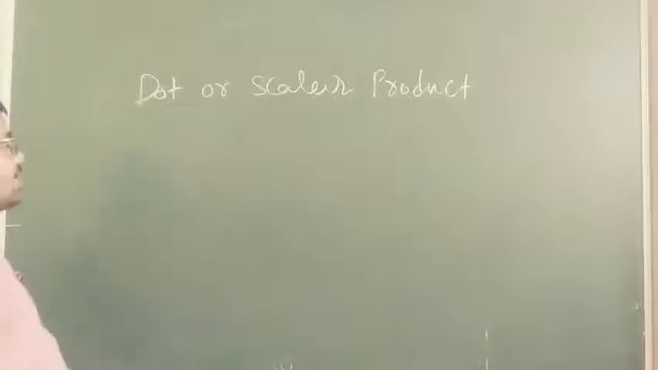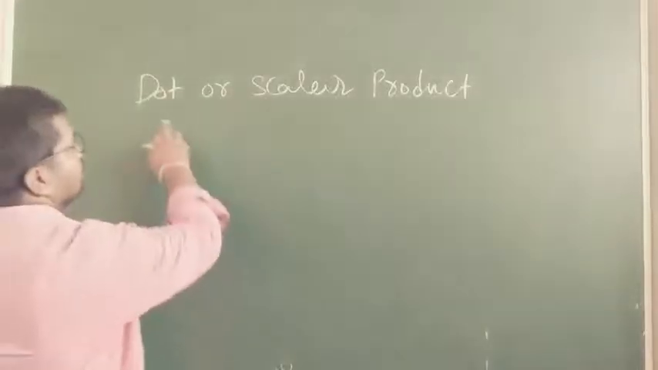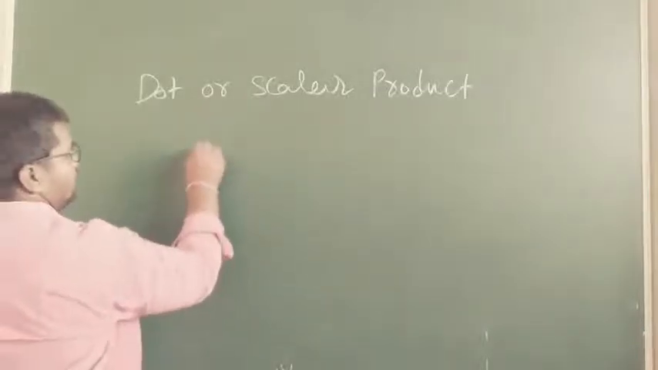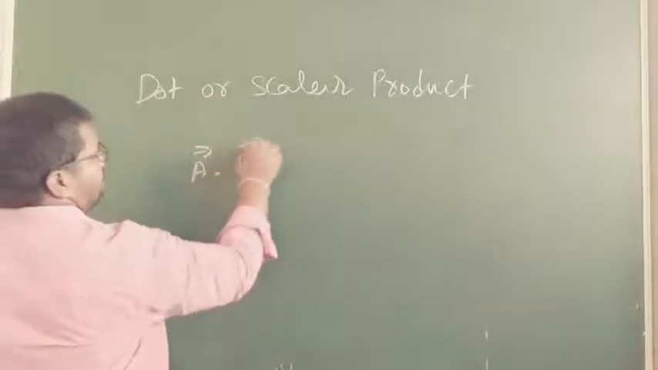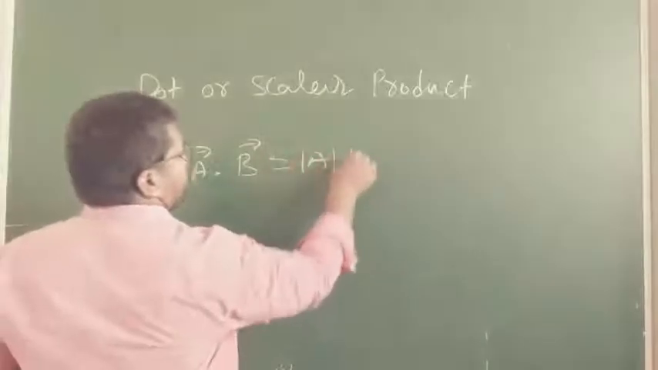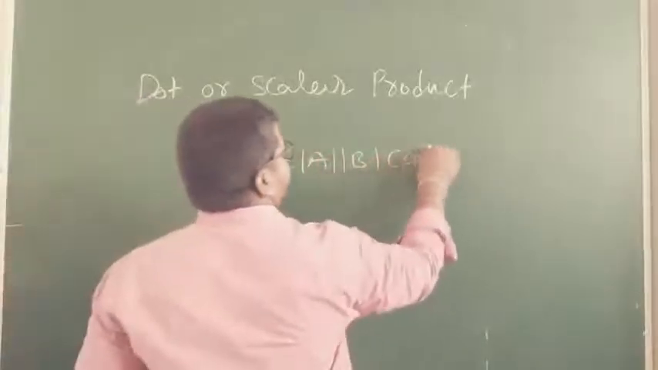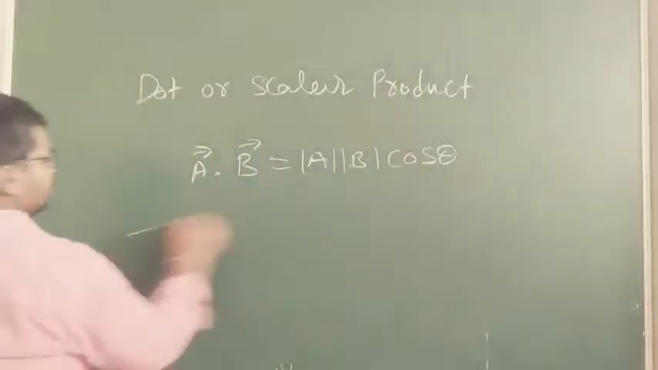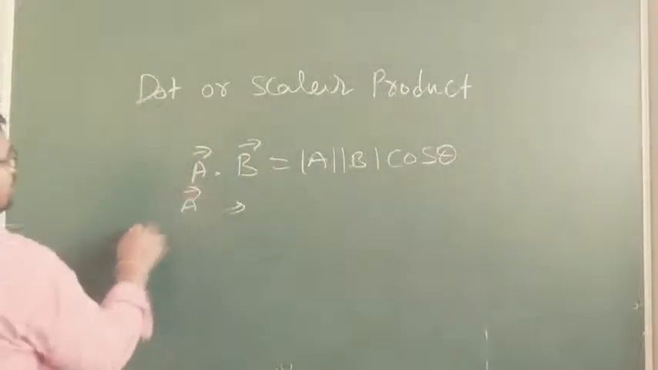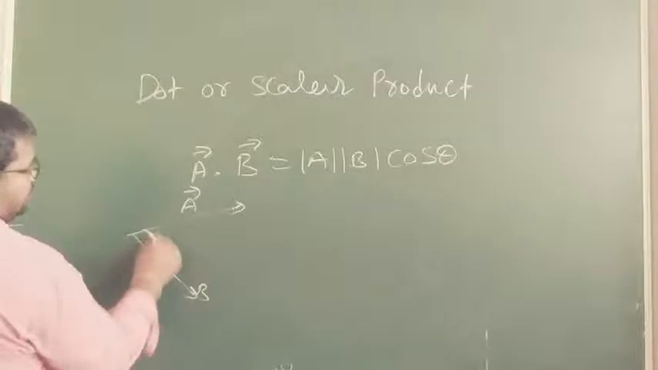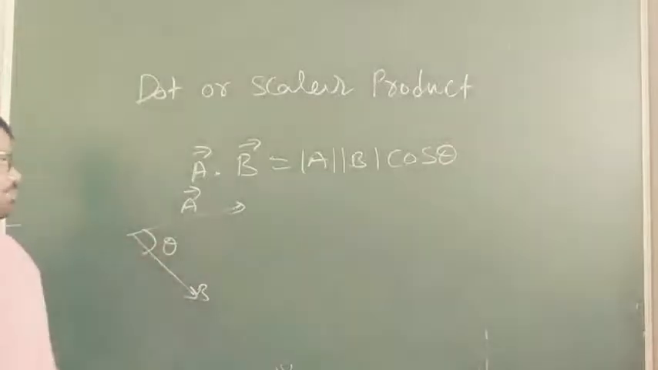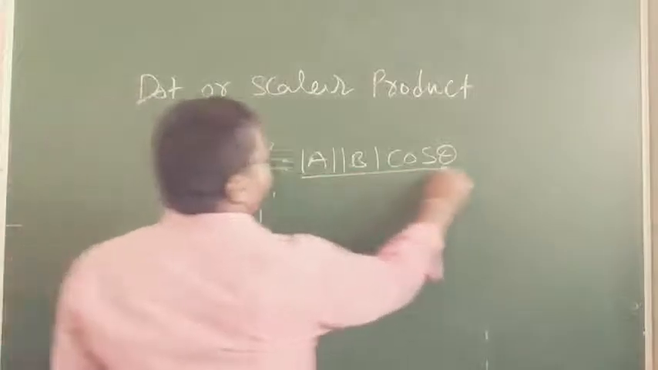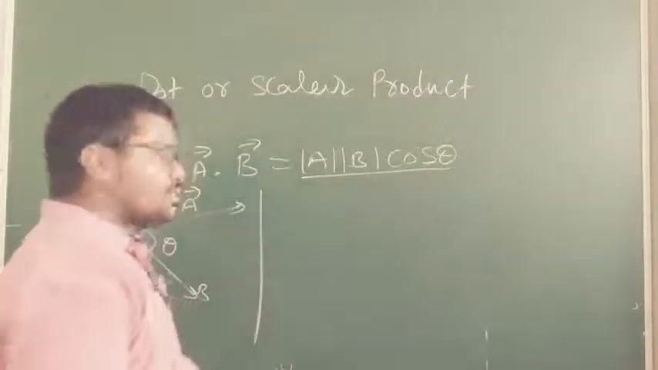Understand, my children? According to the scalar product, for two vectors a bar dot b bar equals ab cos theta. Consider two vectors, a vector and b vector, with angle theta between them. So the product of two vectors is a scalar.